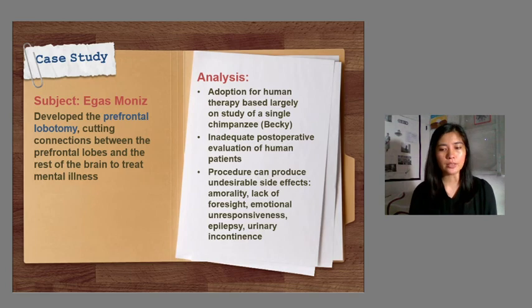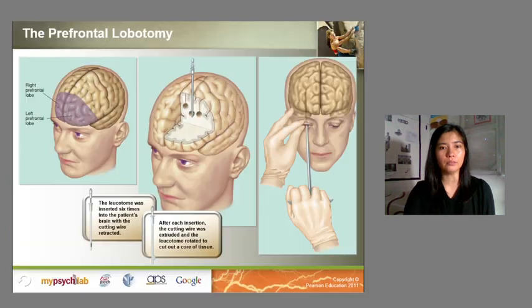With this, alright, so that's the illustration, no? The use of a leucotome, like an ice pick device. Inserting it and then cutting, cutting with each insertion, and the wire was extruded and the leucotome rotated to cut the core tissue. It's so horrible.